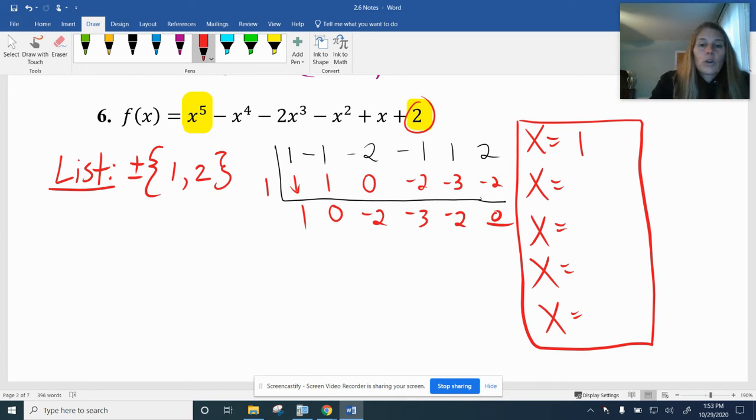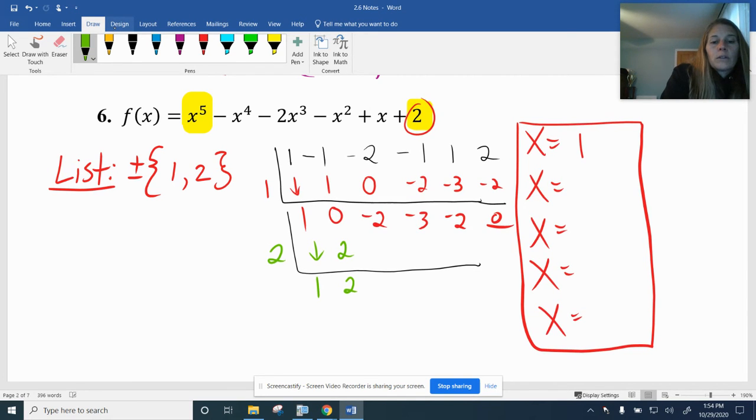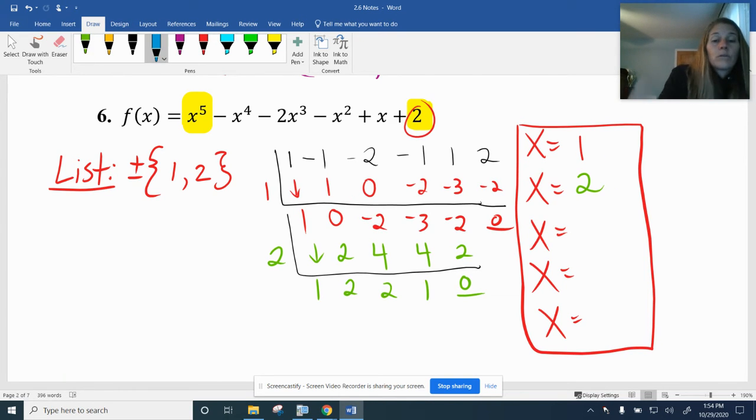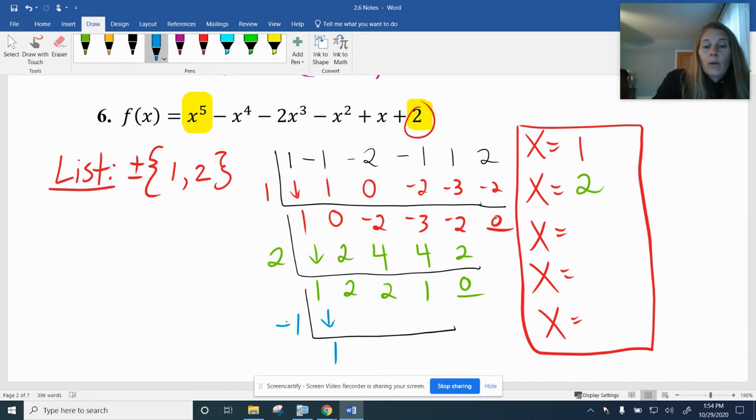Let's try another number. This time I'll do 2 because positive numbers are easy to work with. Bring down the 1. 1 times 2. Add those up. 2 times 2 is 4. Add those up. 2 times 2 is 4 again. Add those up. 2, and then I get another 0. So I know 2 was also a solution. So now I can try either -1 or -2. Well, -1's probably a little bit easier because 1's easier than 2 usually, right? So I'm going to do -1. So carrying down that 1. 1 times -1 is -1. Adding those up.